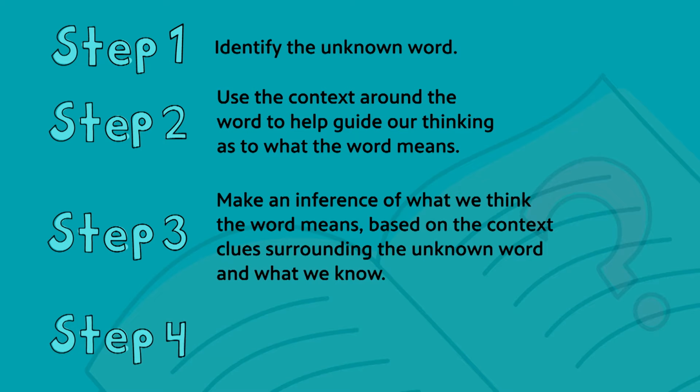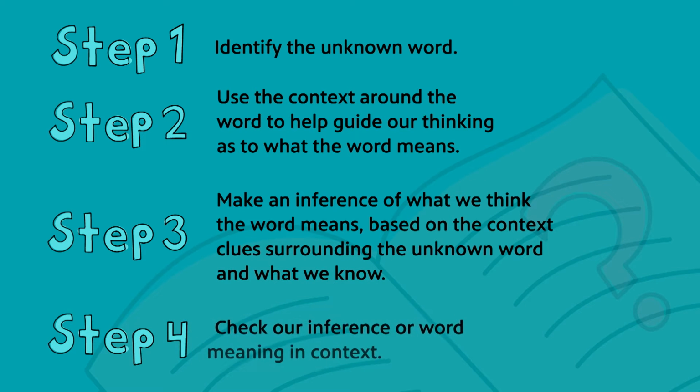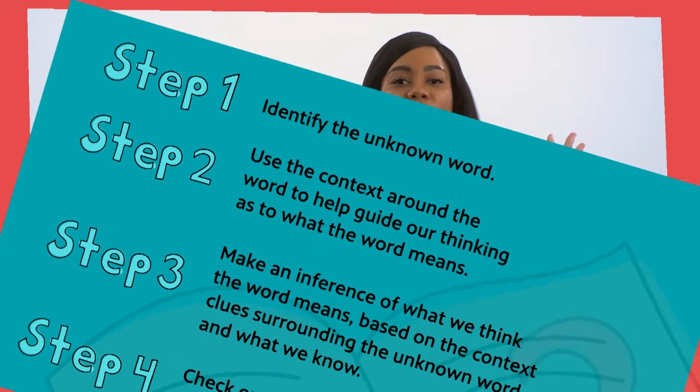And finally, step 4 is to check our inference or word meaning in context. This means that we must read the sentence again, but this time substitute our inference or word meaning to see if it makes sense in the text. Phew, I know I just said a mouthful, but the more we practice these steps, the easier and quicker the process will be. So let's get to it, shall we?